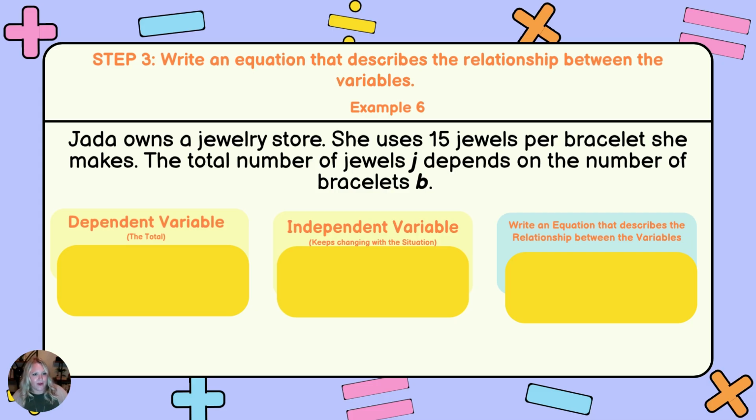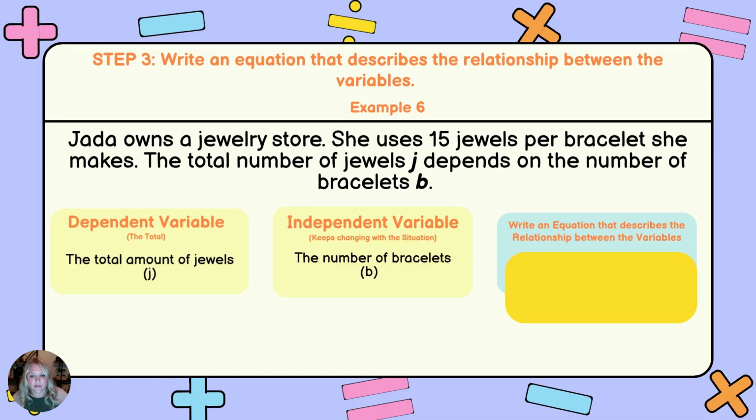Okay, example number 6. Jada owns a jewelry store. She uses 15 jewels per bracelet she makes. The total number of jewels, J, depends on the number of bracelets, B. So here, the total is jewels, the total amount of jewels. And then we have our independent variable, which is the other variable, the number of bracelets, B.